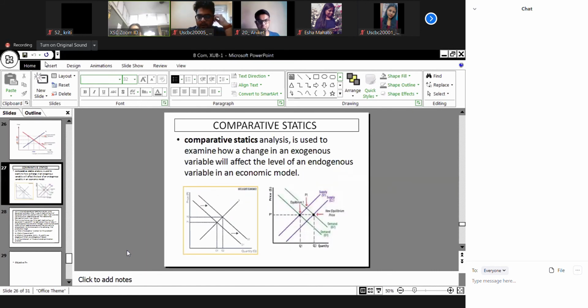Now just look at this diagram. Comparative static analysis is used to examine how a change in the exogenous variable results in a change in the value of the endogenous variable. Here it has been shown by the shifting of the demand curve to the right when there is an increase in demand. Both the equilibrium and the values of the endogenous variables are changing. Where the equilibrium finally will be depends upon the position of the demand curve and the supply curve.